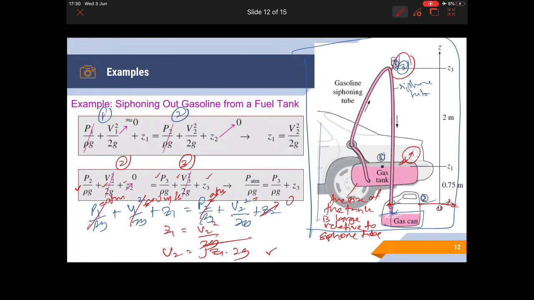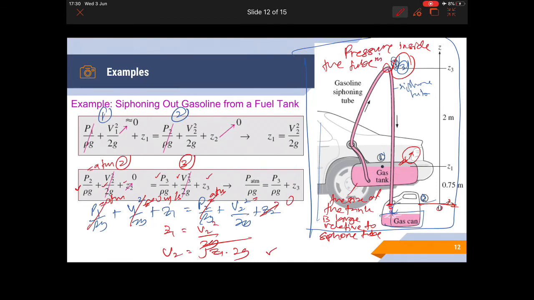Okay, let's have a look. P2 is, again, ATM. How about P3? Is it also equal to atmospheric pressure? I don't think so, because the pressure inside the tube that is filled with the gas must have a specific pressure value. So P3 we maintain. How about V2 and V3? V2 and V3 are actually the same fluid that's coming in.